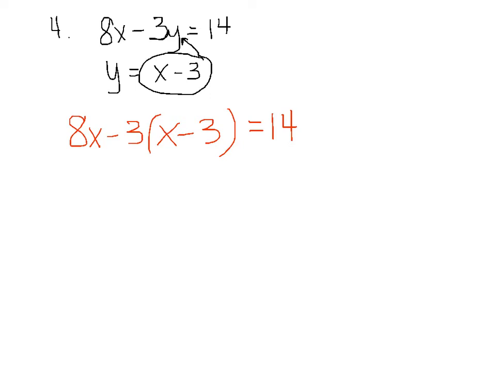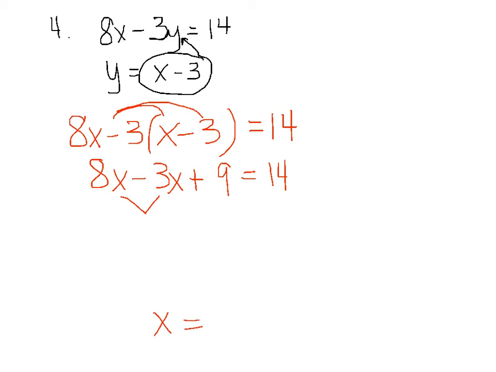In order to solve this, just like we do with any other equation, we will distribute the negative 3. So I will have 8x minus 3x plus 9 is equal to 14. And then you will combine your x's and work on solving for them until you have x by itself. And remember, that will be the first part of your ordered pair. Whatever answer you get, you will take it back up.